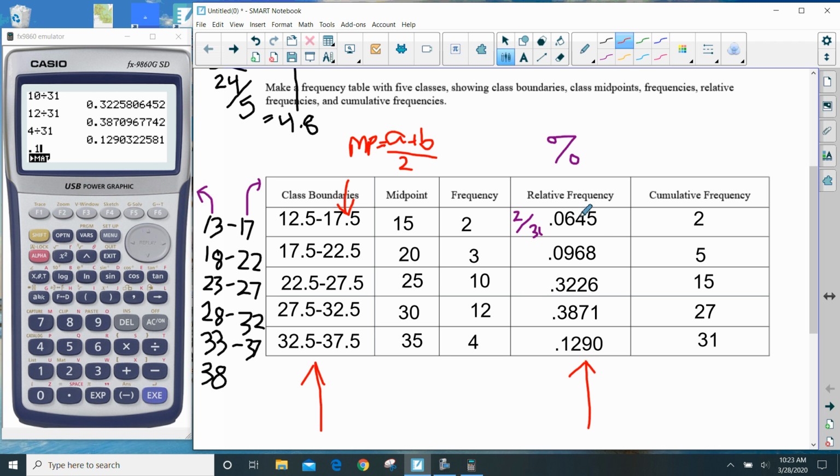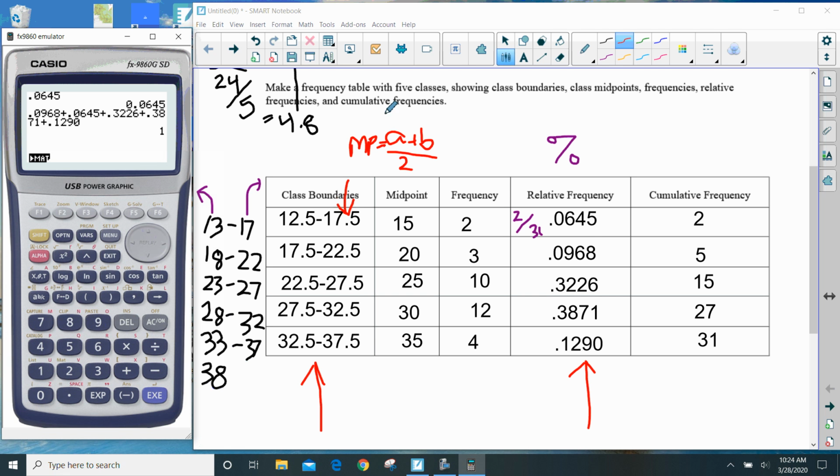Note that these decimals will all add up to the number 1. Now note that none of these individually can be the number 1, otherwise you would overshoot the number 1. So what I'm saying is, for instance, 0.0645, 0.0968, I'm supposed to be adding these things: 0.0645 plus 0.3226 plus 0.3871 plus 0.1290. This should be equal to the number 1 or something darn near close. Yeah, perfect.